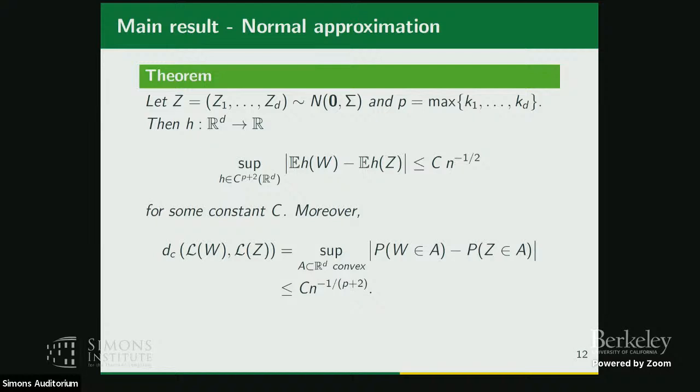So this is only on this class of functions, which are p+2 times differentiable. They are smooth enough functions. And if you are looking at the convex distance between the distribution of W and Z, then this is of order n to the minus 1 by p+2.